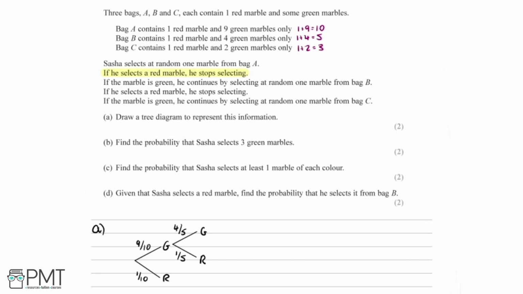And look at the next part. Again, it says if he selects a red marble, he stops selecting, so that's the end of that branch. However, if the marble is green, he continues selecting 1 from bag C. So again, there's 2 possibilities in bag C. We've got green or red. And there's 1 red one and 3 in total, so it's a third for red. And 2 green marbles, so it's 2 out of 3 for green. And that is our completed tree diagram for part A. And for getting that all correct, we will get 2 marks.